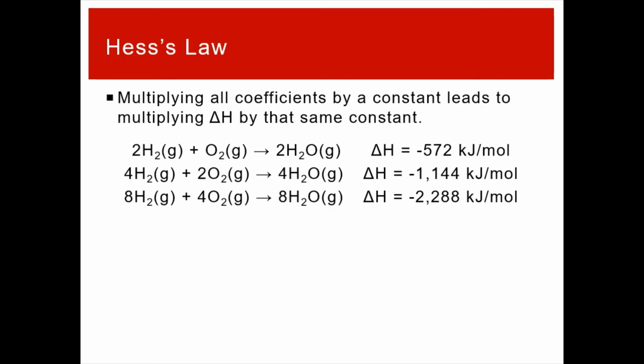So if we look at hydrogen and oxygen makes water, it's 2 hydrogens, 1 oxygen, 2 waters. We could take all those numbers and multiply them by 2, such that it'd be 4 hydrogens, 2 oxygens, and 4 waters. That's all still balanced, and the delta H gets multiplied by that same factor, in this case, a 2. We could do it again, another 2. It's 8 hydrogens, 4 oxygens, and 8 waters. The delta H gets multiplied by 2 again. Going from the top to the bottom line is multiplying by 4. We can do anything we want. We can also use fractional coefficients, so we could multiply by 1/2 to get what we wanted as well.